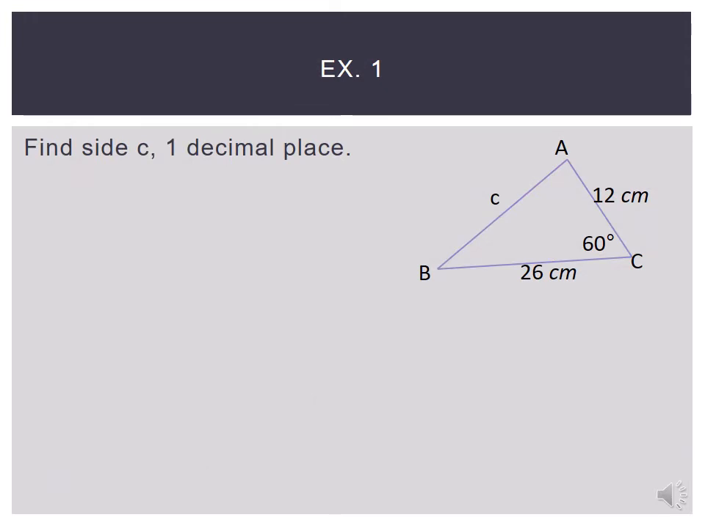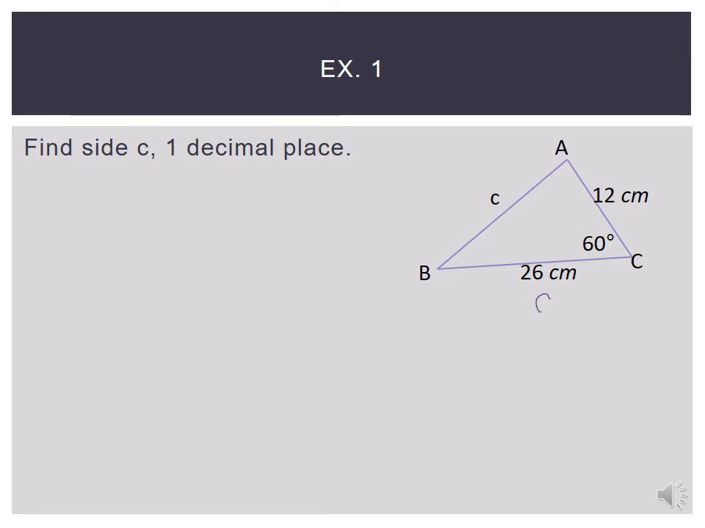Our first example, again, you're copying this down on paper, so take a second, pause the video, copy down that triangle, and then come back and we'll label it and do the solution together. First thing you're looking for, is there a 90? The answer is no. So we know we're not doing SOHCAHTOA or Pythagorean theorem. So on a test, you're going to have to decide between sine law and cosine law.